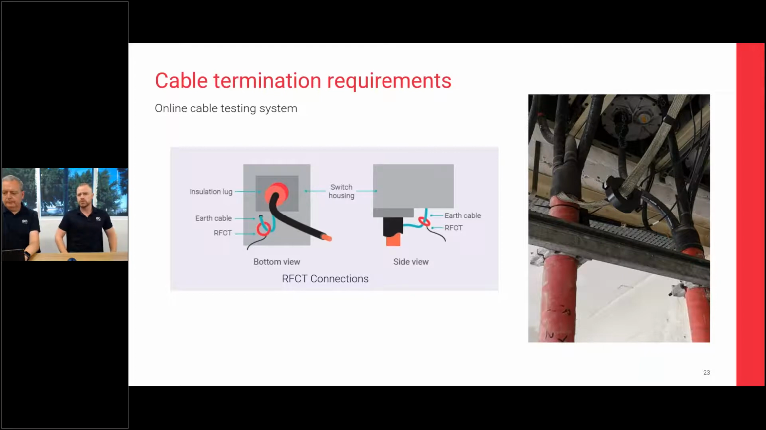We find that some people do design their networks to have the cable earth screens come out of the cable boxes and get earthed externally to the cable boxes, and that's exactly for this reason, so that people can come along and hook on an RFCT to better understand the condition of their cables and the nearby assets for PD activity.